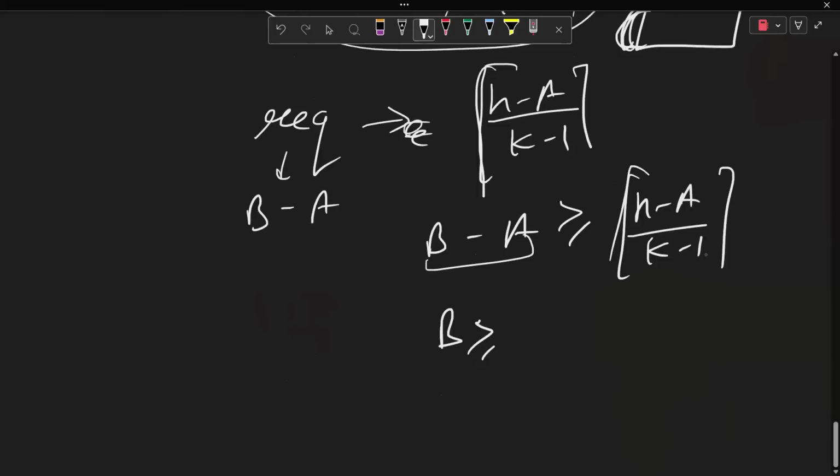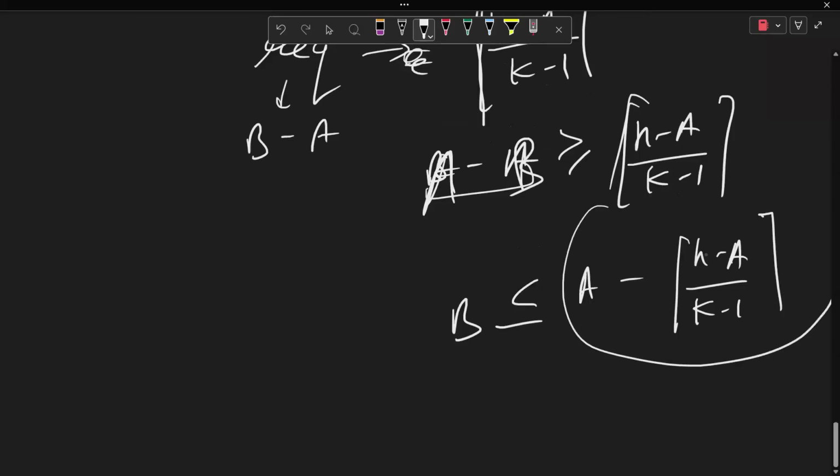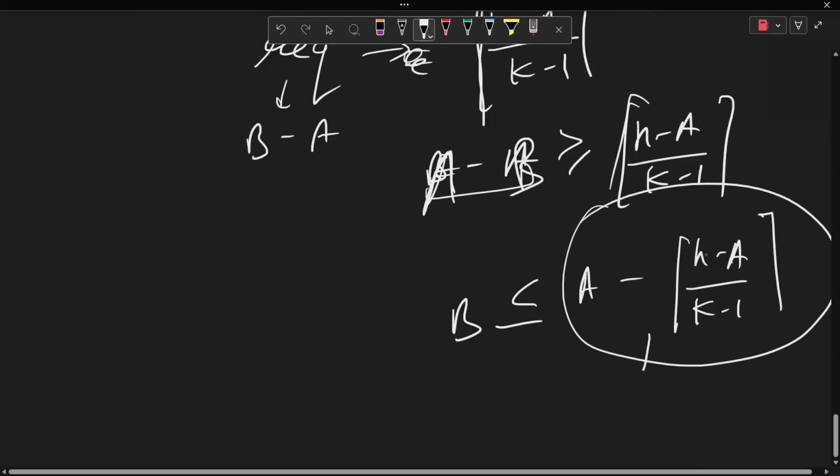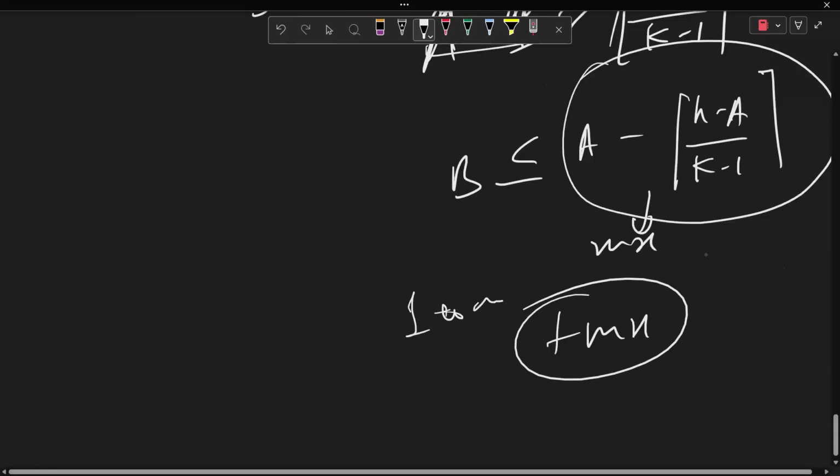Sorry, that's a minus b. That was our next step. So b should be less than or equal to a minus the ceil of (h minus a) by (k minus 1). So this is the maximum value of b. You can say this is mx. So you can just add plus mx to your answer. All the b's from 1 to mx would be valid.